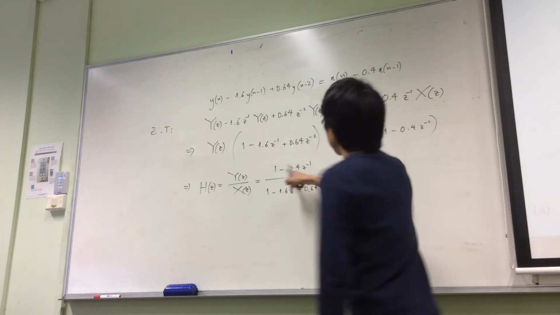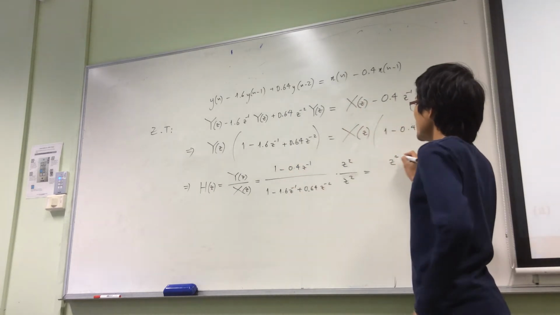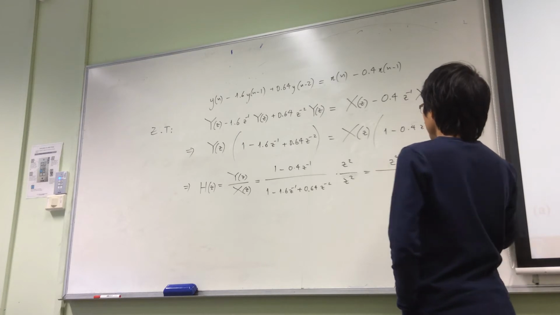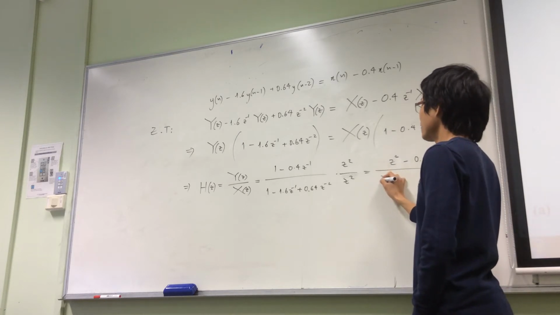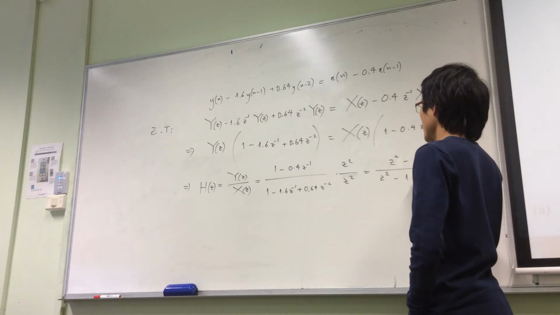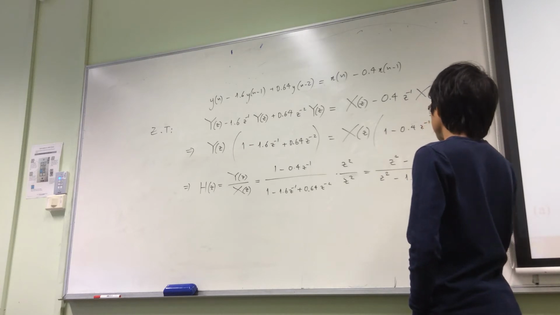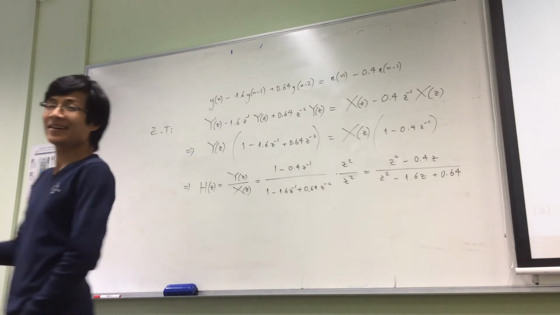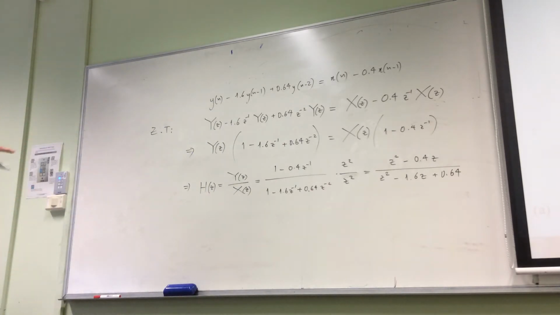So this one becomes z squared minus 0.4 z over z squared minus 1.6 z plus 0.64. That one is a better form of the transfer function.